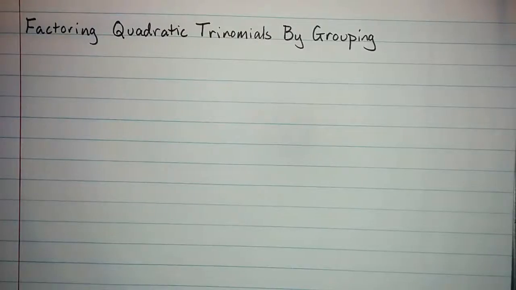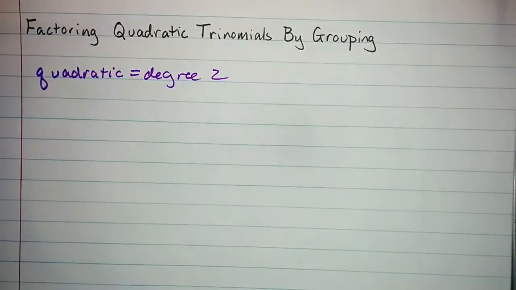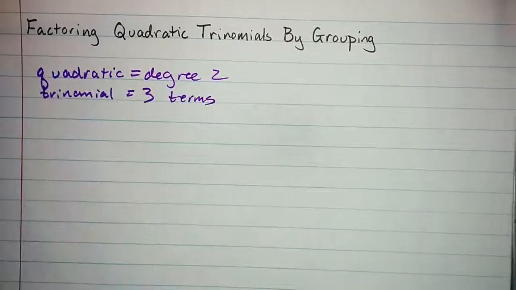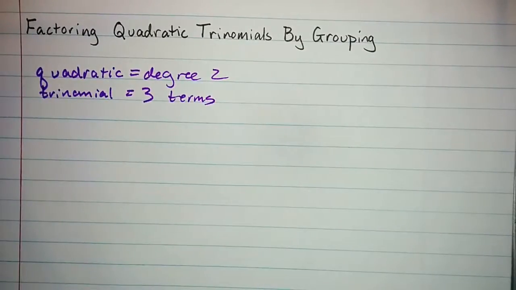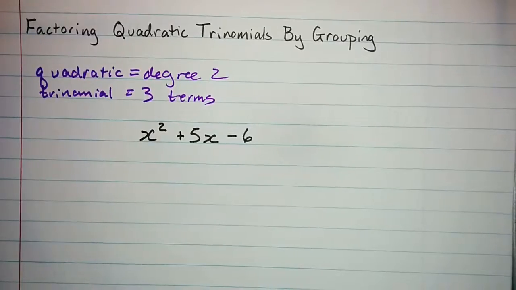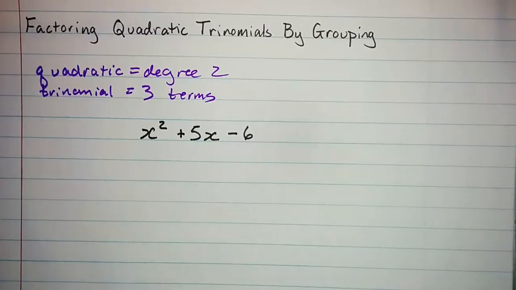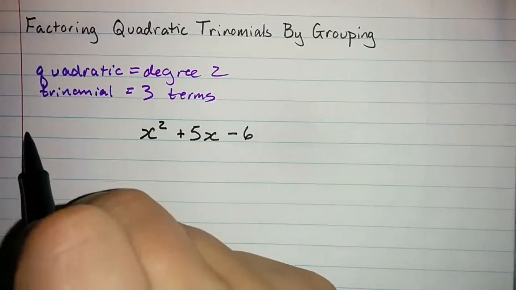Very often we'll be interested in factoring quadratic trinomials. What does that mean? Remember, quadratic means degree 2. Trinomial means 3 terms. So we're talking about polynomials that look like x squared plus 5x minus 6. And we would like to write this as a product of 2 binomials.